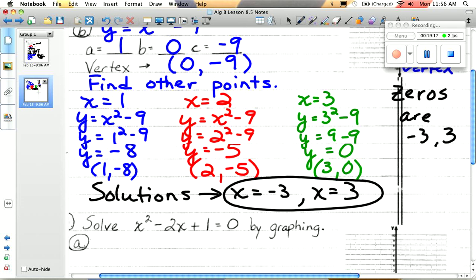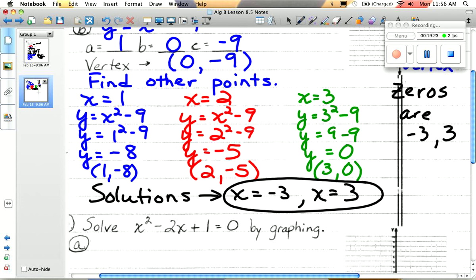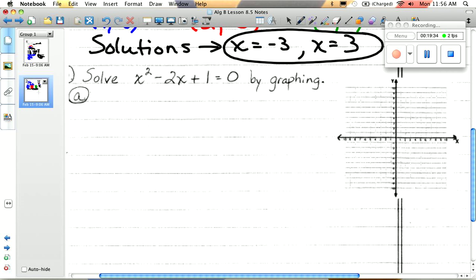I'm not going to make you do the check problems. Any questions about that one? So remember, when b is equal to 0, your y-intercept is actually your vertex. We have that in our previous notes. Hopefully you haven't gotten rid of your previous notes.